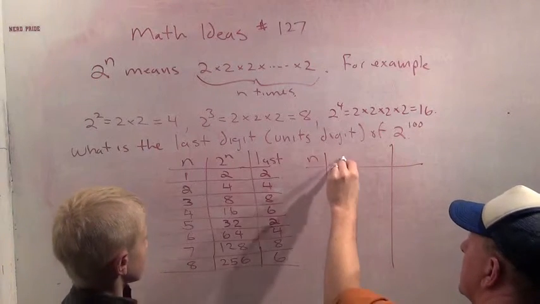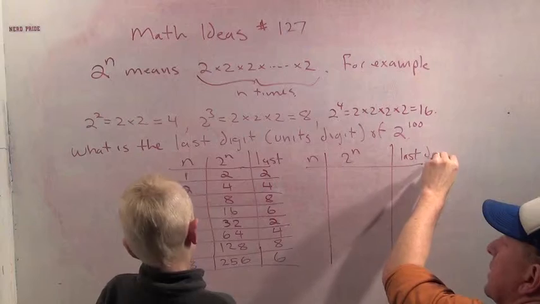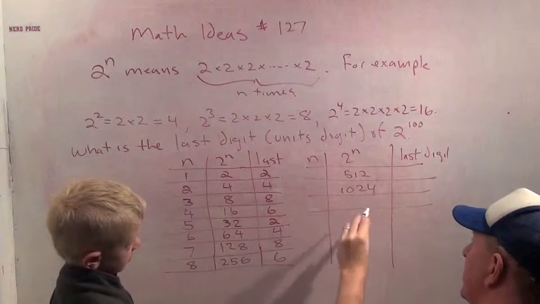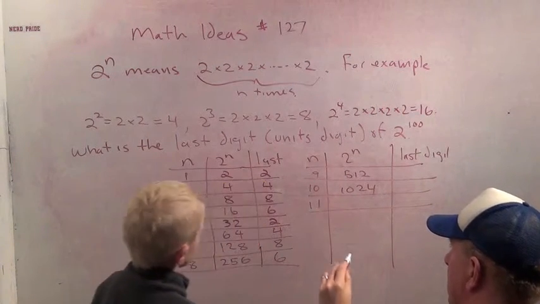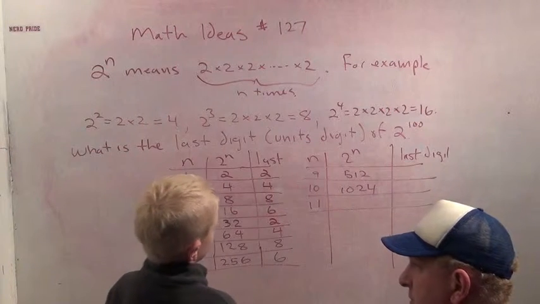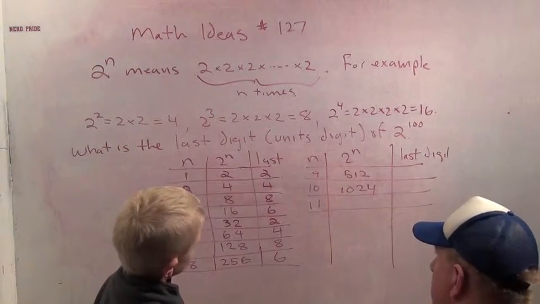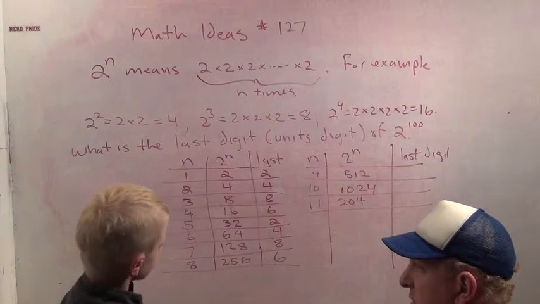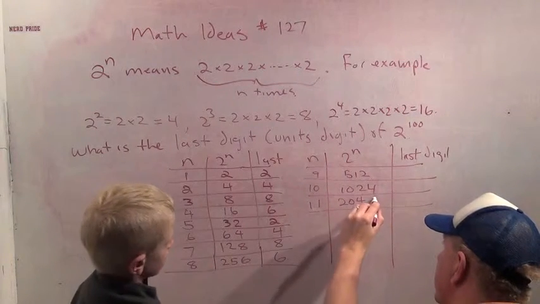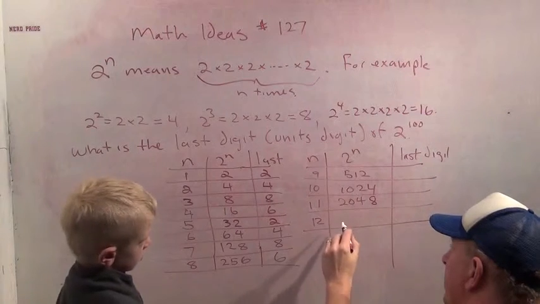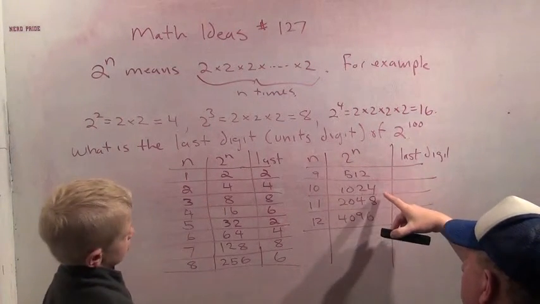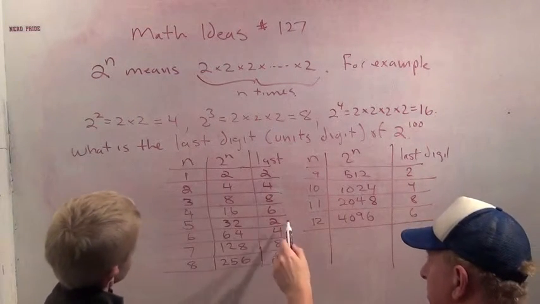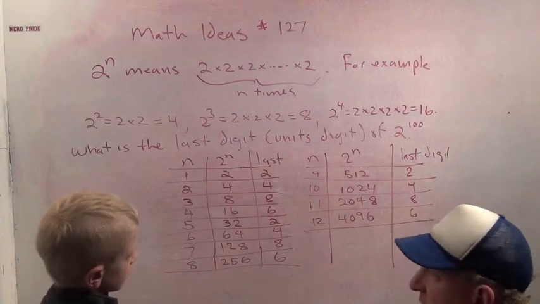Let's see if we can. Then the next number in this column is going to be 512 and 1,024. Whoa, how do you know that? I calculated it. Do you know what the next one will be after that? It's 2,048, because what's 4 times 2? 8. And then if we had a 12 here, it'd be 4,096. And when we look at the last digits, it goes 2, 4, 8, 6 again. So it sure looks like we get a pattern that goes 2, 4, 8, 6, 2, 4, 8, 6, 2, 4, 8, 6 on the last digits.